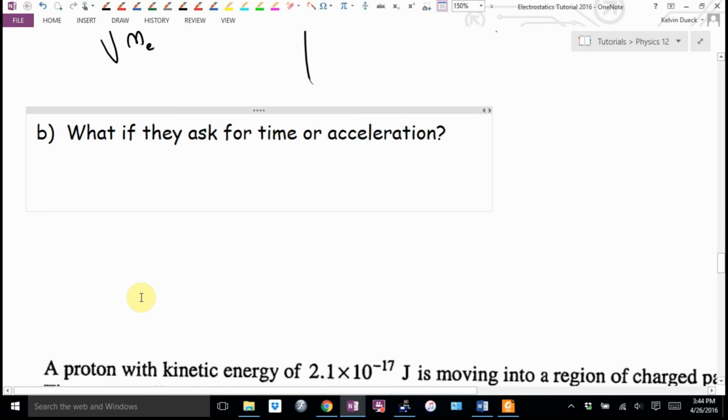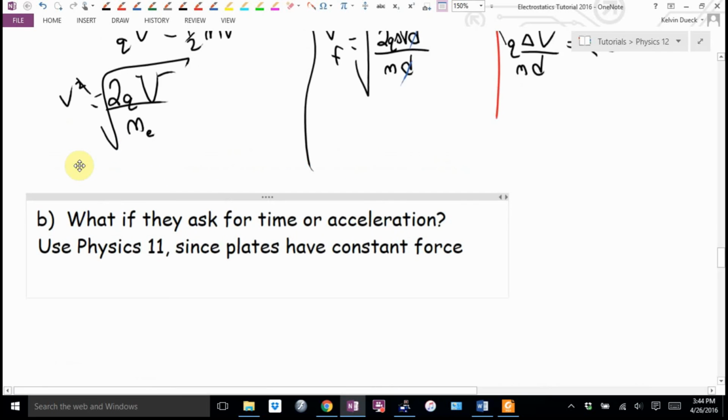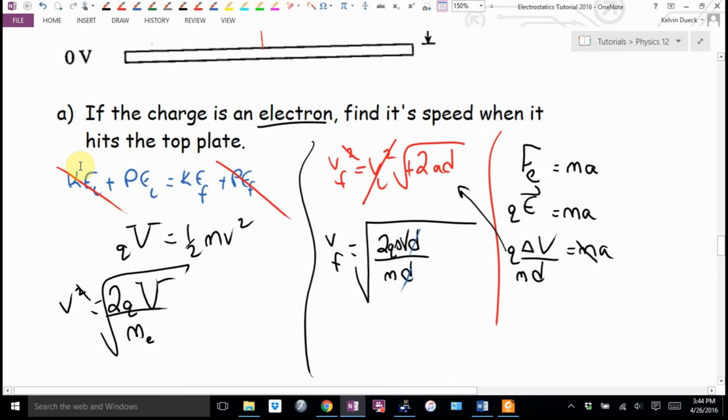What if they ask for time or acceleration? We just walked through acceleration. You can use physics 11 since plates have constant force. You can use VF equals VI plus AT. Oh, you want T? You could go T equals VF minus VI over A. Or you could use d equals VIT plus a half AT squared. What was VI? 0, and you can get the t by itself that way. All the physics 11 stuff can be pulled in here.